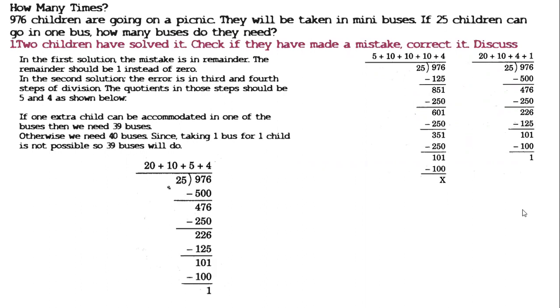So 39 buses plus 1 extra bus is not possible. We can accommodate him in any one of the 39 buses, adjusting the seats. Sir, we'll bring a bus which is a bit larger. It is not larger. The number of seats in a bus is fixed. 25 seats are there. Only 25 can be accommodated. So we have to ask him to adjust somewhere.